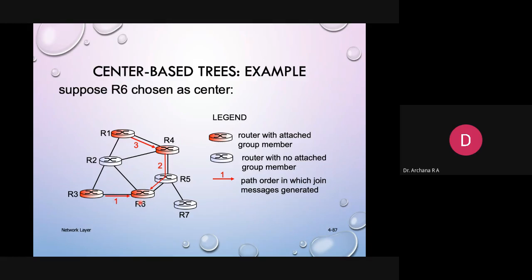Suppose it is at the center and directly connected, it can directly send a message to R6, or else it has to send through other intermediate routers. So R3: from R3, there is an existing path directly to the center node called R6, and from R4 through R5, the path exists. This is the second path.